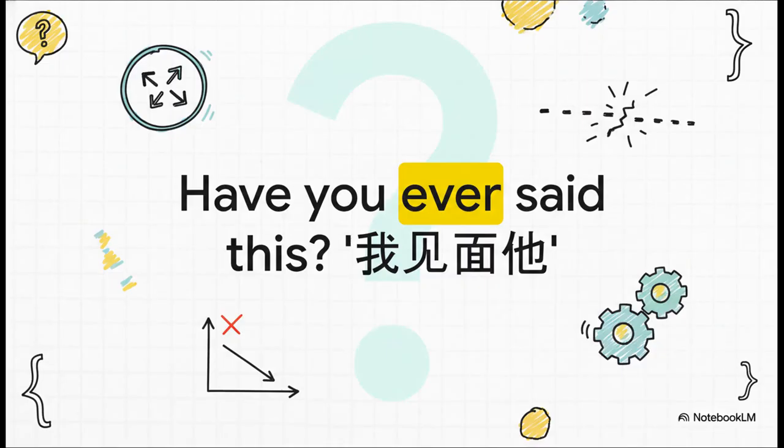Okay, be honest. Have you ever tried to say, I met him, and come up with something like this? 我见面他, 我见面他. It feels so right, doesn't it? You've got your subject, your verb, your object, but this is exactly the kind of display error we're talking about.